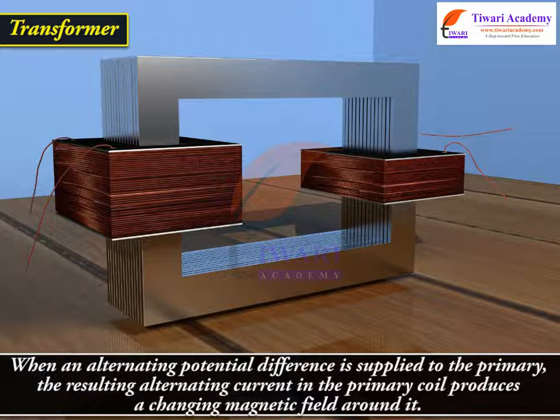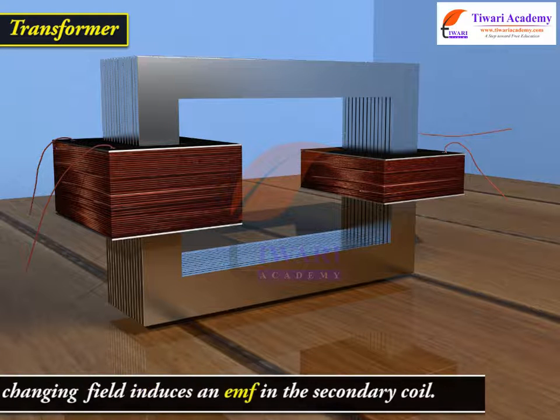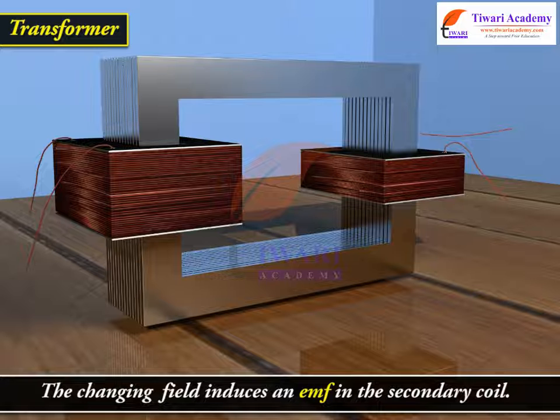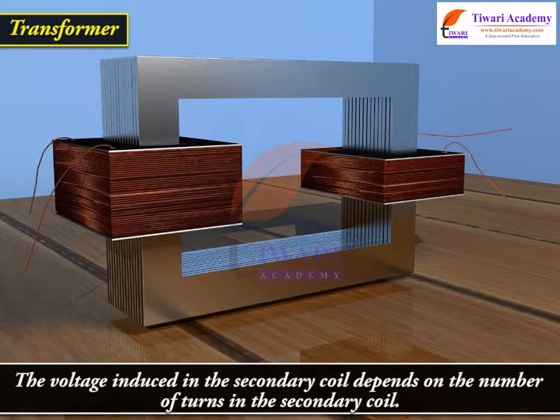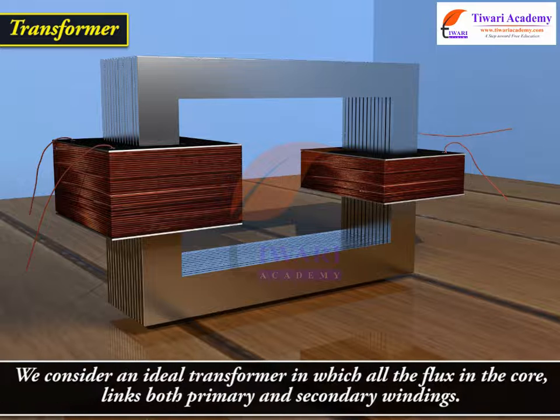When an alternating potential difference is supplied to the primary, the resulting alternating current in the primary coil produces a changing magnetic field around it. This changing field induces an alternating current in the secondary coil. The voltage induced in the secondary coil depends on the number of turns in the secondary coil. We consider an ideal transformer in which all the flux in the core links both primary and secondary windings.